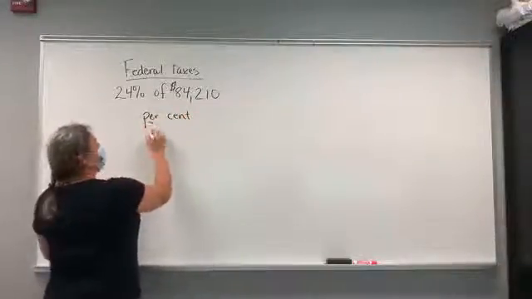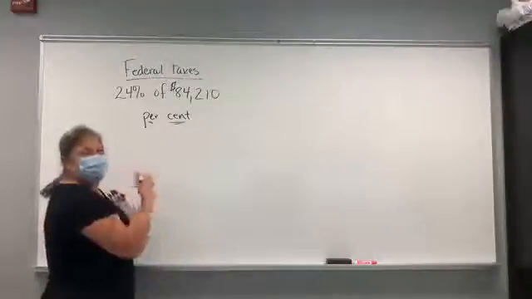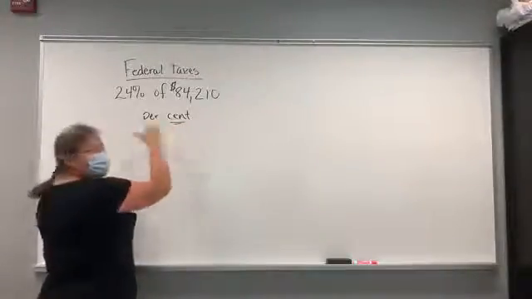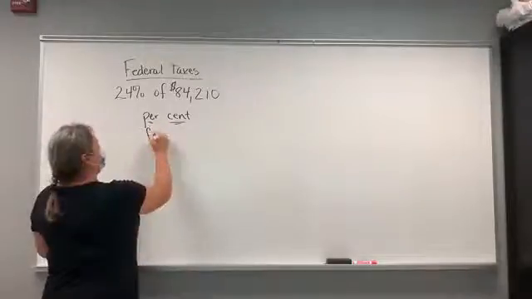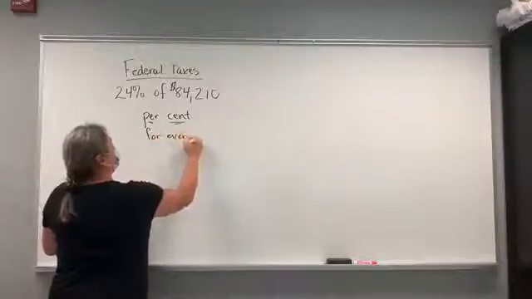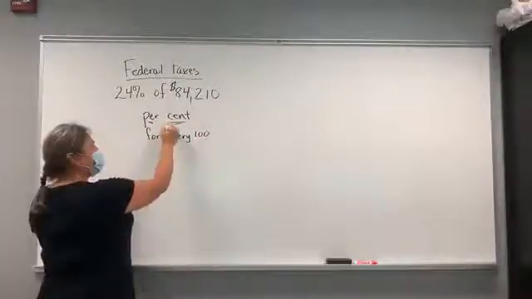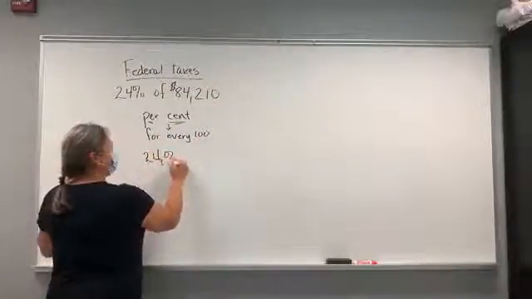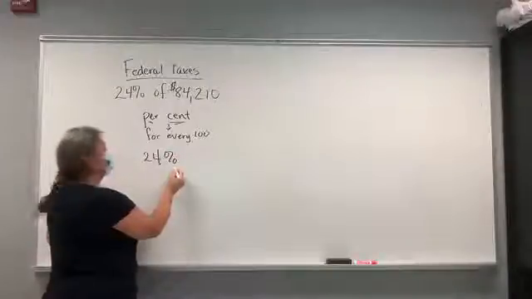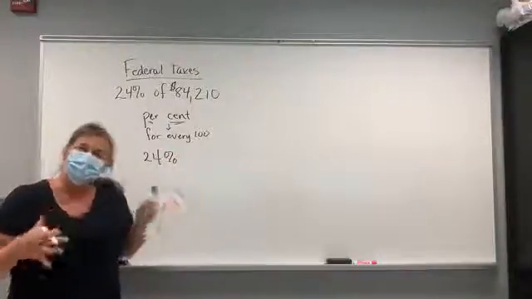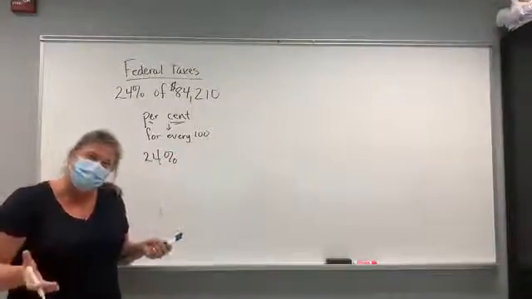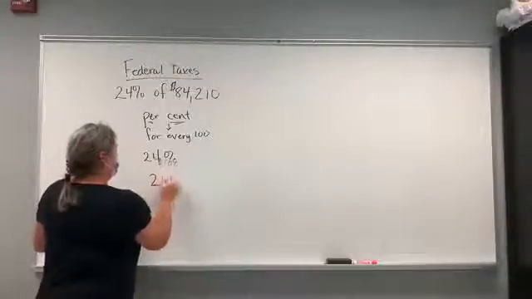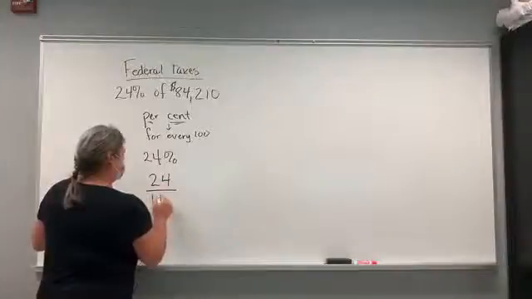Percent means for every cent, or if you think about cent like century, that's 100. So for every 100, that's percent. So if we have 24%, that's how we read this symbol. We want to know what that is, and we need to know first what it means. So what that means is 24 out of 100.